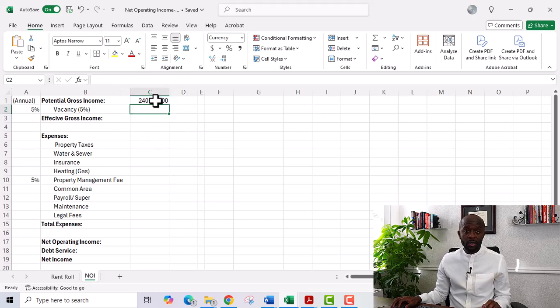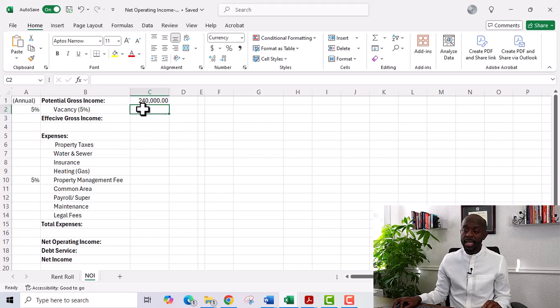The next step to calculating the NOI is we're going to go ahead and back out our vacancy rate. In theory, we would want to purchase an investment property and have it be 100% occupied 100% of the time. Practically speaking, that's not how it's going to work. You are going to have some vacancy rates where occasionally you'll have tenants who are not occupying the apartments.